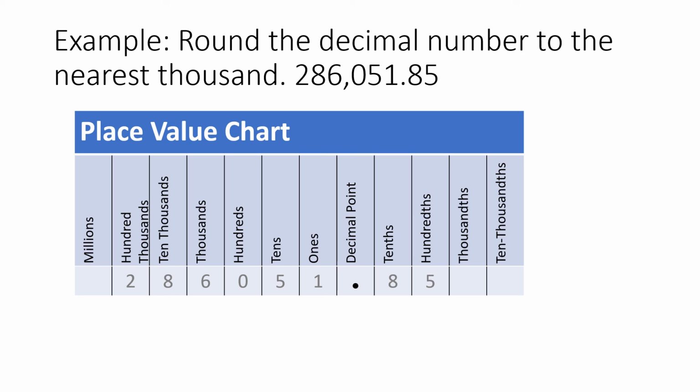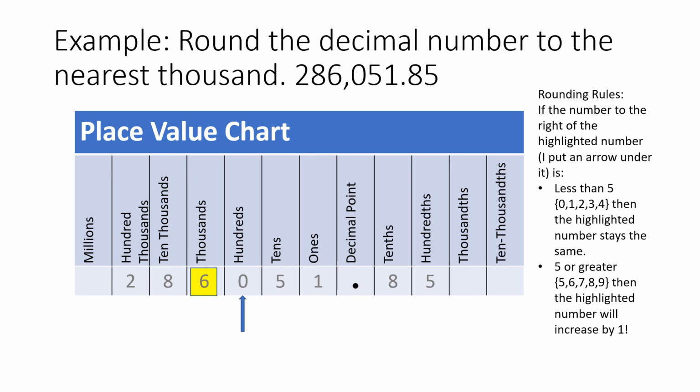We're going to round to the nearest 1,000. So we're going to locate the number that's in the thousands place, which is 6, and I know it's kind of hard, it sounds like thousandths, but it's the thousands place. And so we look to the right, it's a 0. And so since that 0 is less than 5, then my highlighted number is going to stay the same. And so I'm going to put my placeholder zeros for the hundreds, the tens, and the ones, and I'm not going to include that decimal point or any numbers after the decimal. And so my final answer is going to be 286,000.